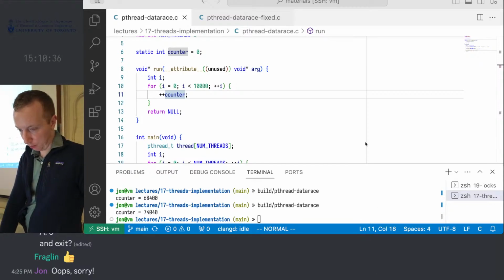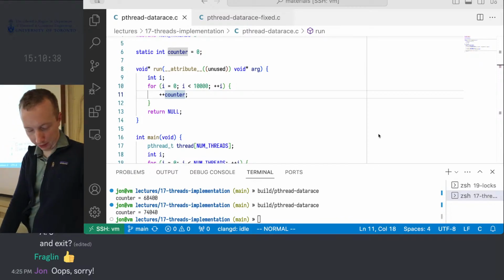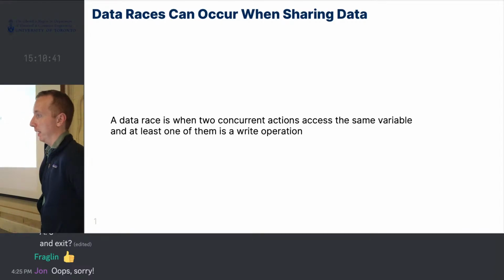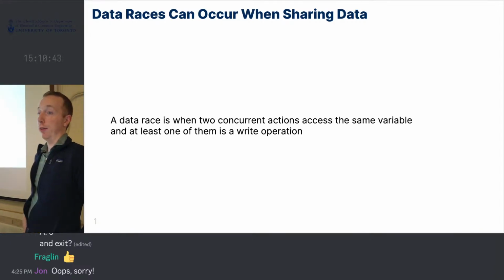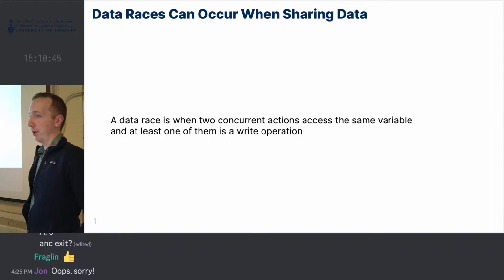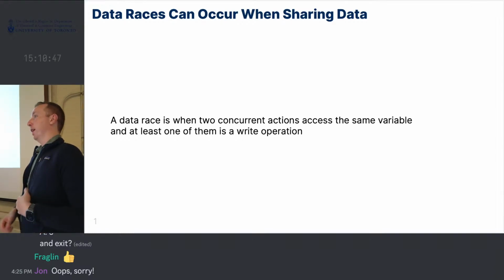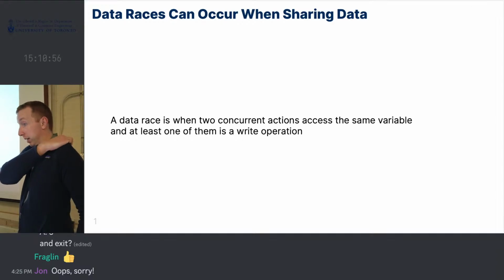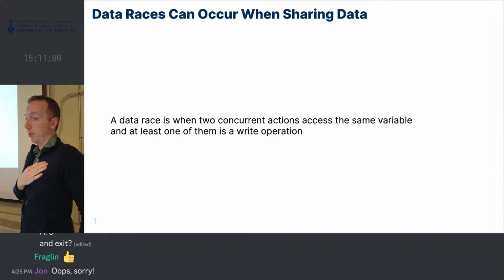So what is this problem we have encountered? We have to give it a name and identify it. The name for the problem is a data race, and that occurs when you have any concurrency where you are modifying the same memory location. So data races occur when you are sharing data. They can even happen on a single core machine.